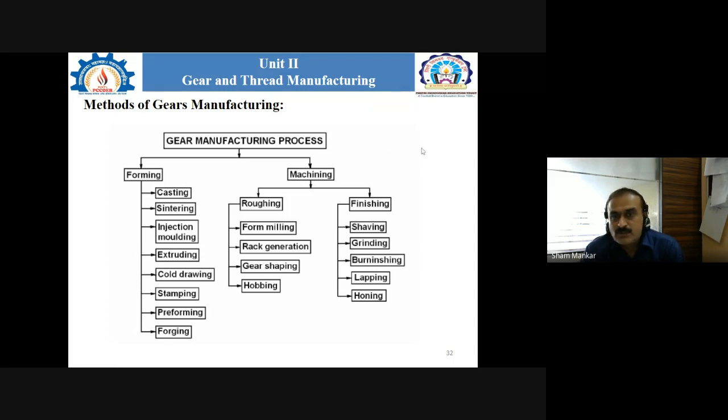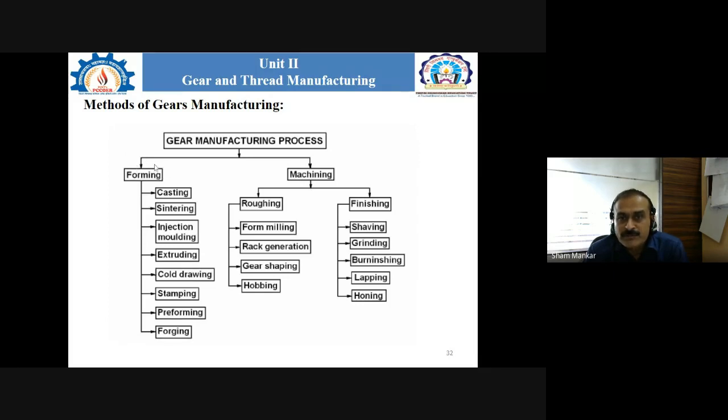Okay, so the first is the forming process. In that, there are different kinds of processes like casting, sintering, injection molding, extrusion, cold drawing, stamping, preforming, and forging. These are all the processes that come under the category of the forming process.